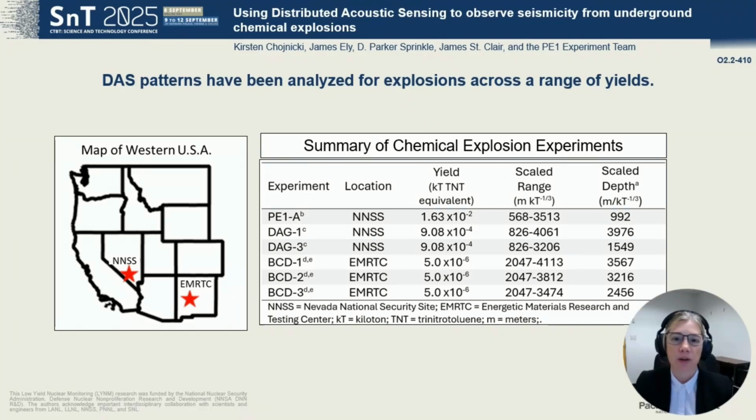We conducted a comparative analysis of ground motion measurements obtained using DAS from 3 overburied and tamped chemical explosion series in the western United States. These events span 4 orders of magnitude in explosive yield, with observations collected at comparable scaled ranges. However, the data acquisition methods differed significantly across the experiments. Measurements from PE1A were recorded using a horizontal DAS fiber directly buried on the floor of a tunnel, while the DAG and BCD, Blue Canyon Dome, series utilized DAS fibers grouted within vertical monitoring boreholes.